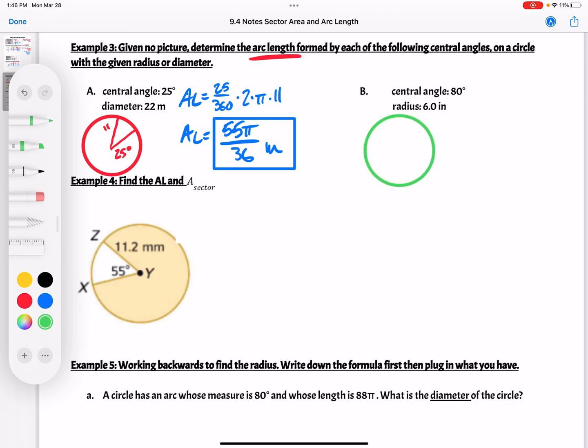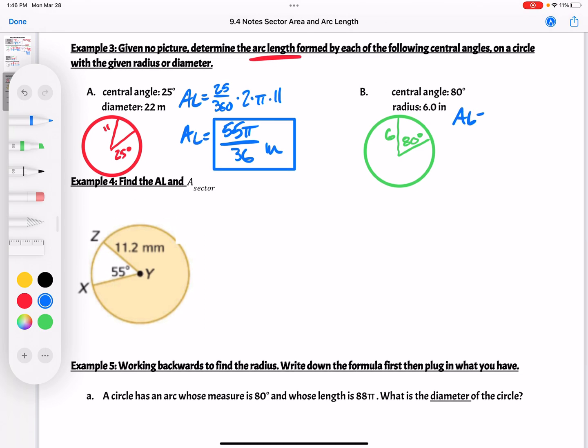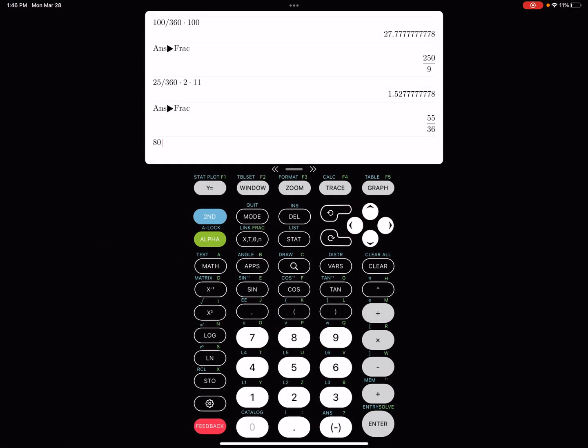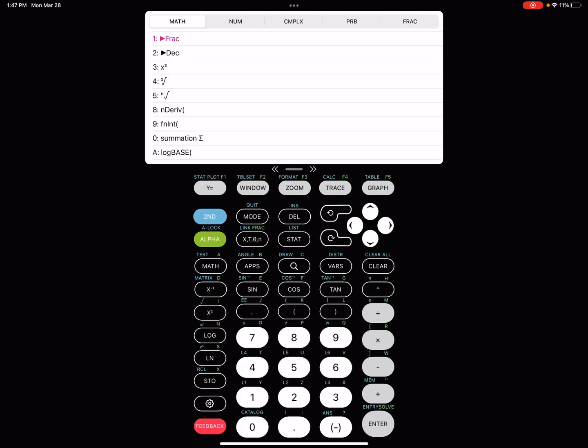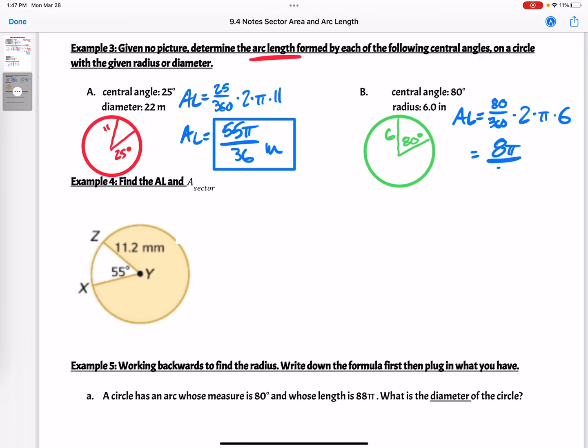Again, try to do this one on your own first and then come back and view the notes. We have a central angle of 80 degrees and our radius is 6. What is our arc length? Arc length equals 80 over 360 times 2 times pi times 6. So that is going to be 80 divided by 360 times 2 times 6. Math, enter, enter, 8 pi over 3.